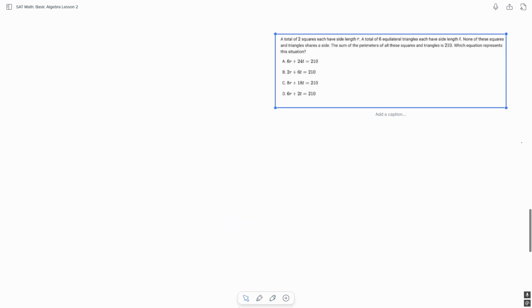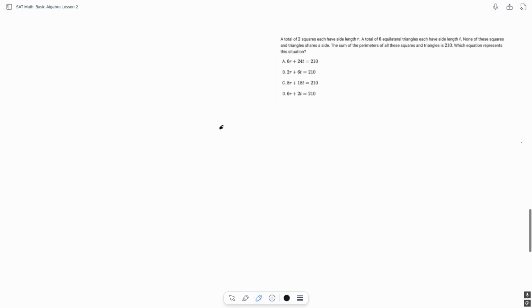Okay, last question for tonight, because I want to go to sleep. So it says a total of 2 squares each have a side length r, a total of 6 equilateral triangles, right? So there's 8 shapes in total, have a side length of t. None of these squares and triangles share a side. The sum of the perimeters of all of these is 210. Which equation represents this? So you know these all end in 210. That's a given.